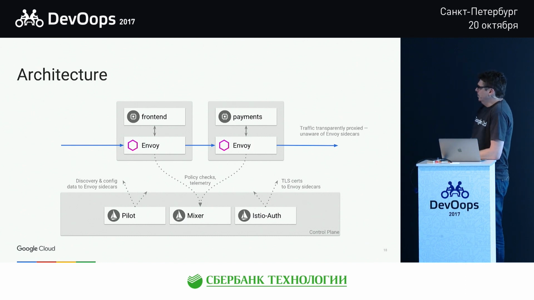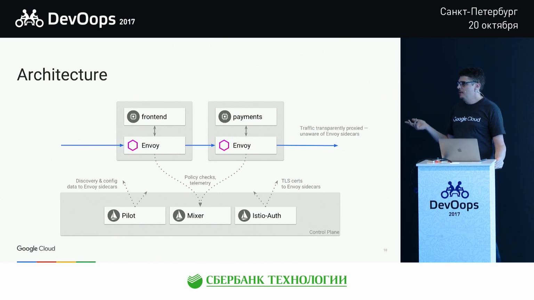The mixer in the middle is one of the more interesting pieces. It handles on every request the checks that are required to make sure that you're meeting the policy, and then it also sends telemetry information so that, again, without doing any changes to our application, we can get visibility and observability inside our cluster.